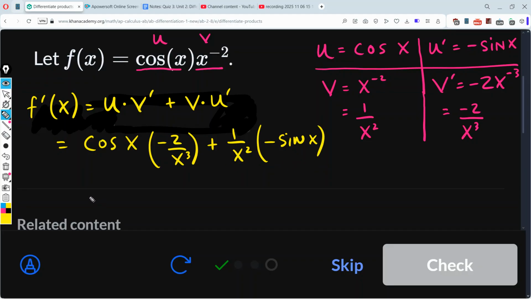All right. So let's see. We can bring the negative 2 out front and make it negative 2 cosine of x divided by x to the third. And we can bring the negative sign out front here as well. We have sine of x divided by x squared. Now, that is really the answer. But with Khan Academy, you never know what they're going to do.